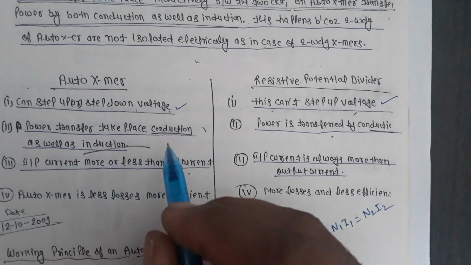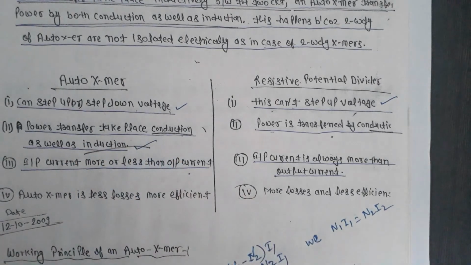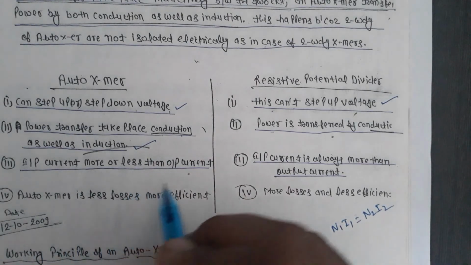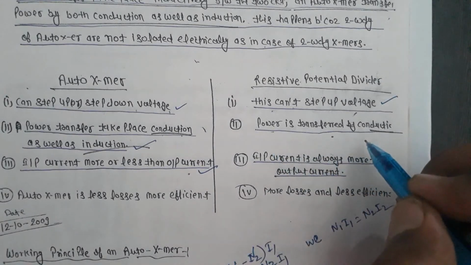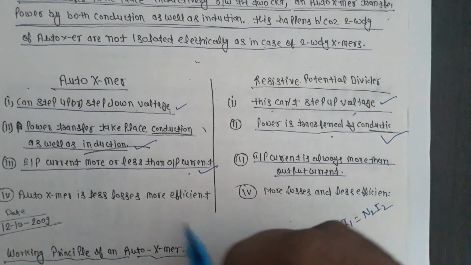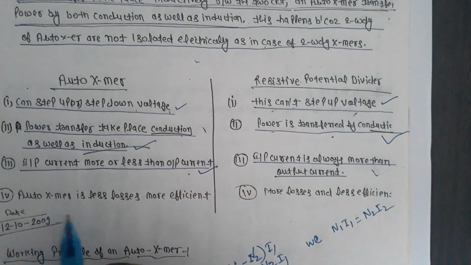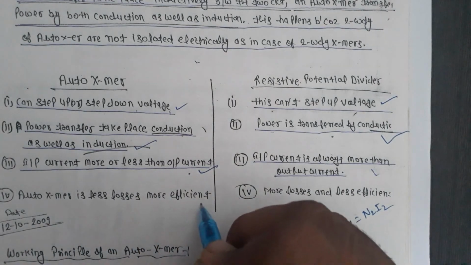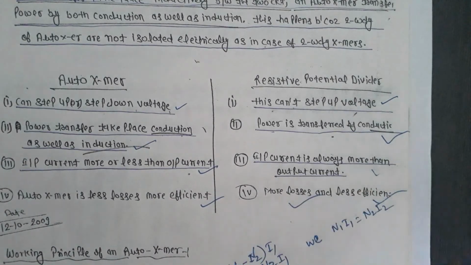In the auto transformer, power transfer takes place by conduction as well as induction. Input current may be more or less than output current. In the potential divider, power transfer is by conduction only. Input current is always more than output current. Auto transformer has less losses and is more efficient. The potential divider has more losses and is less efficient. These are the differences between the auto transformer and the resistive potential divider.